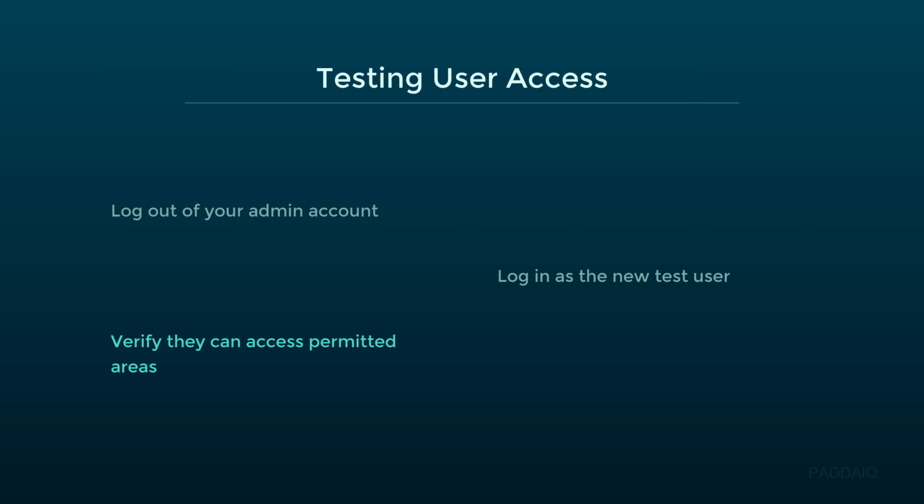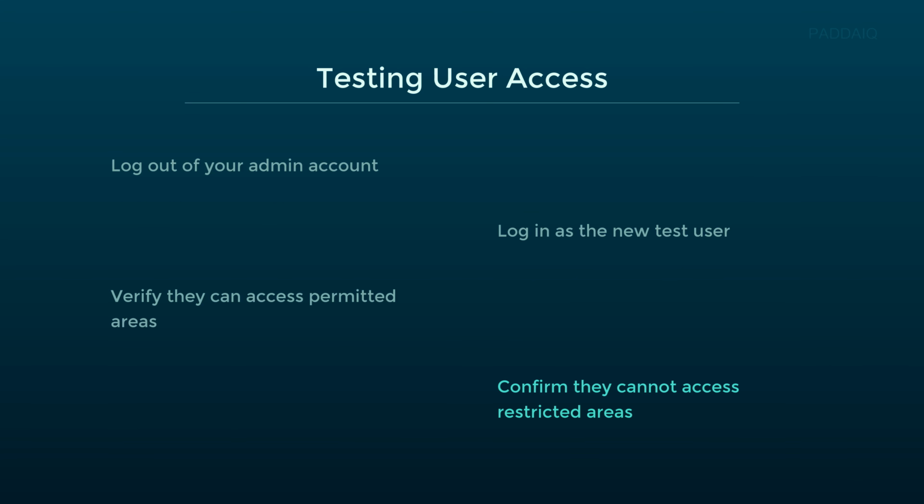Verify they can access permitted areas. This means confirming users can only open the systems or data they are officially allowed to use. For example, a salesperson should access the CRM system but not the payroll application. This check ensures security policies are correctly enforced and prevents unauthorized access.